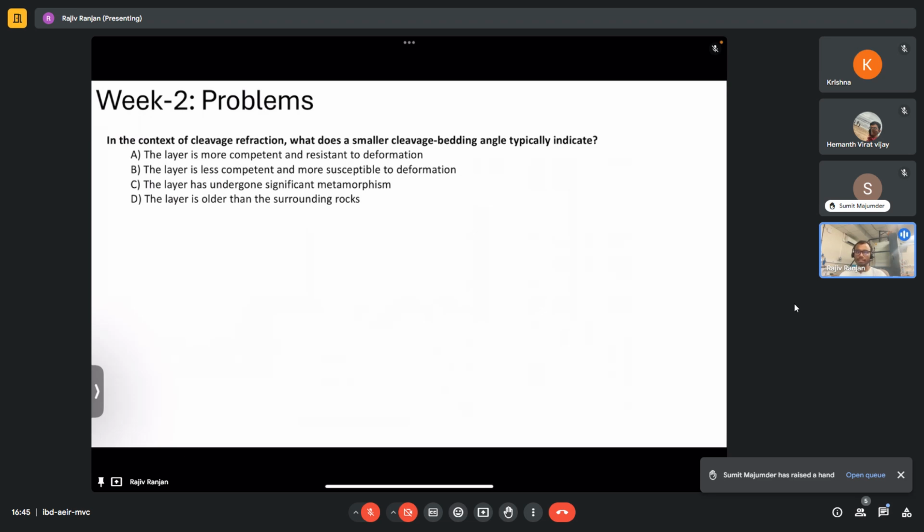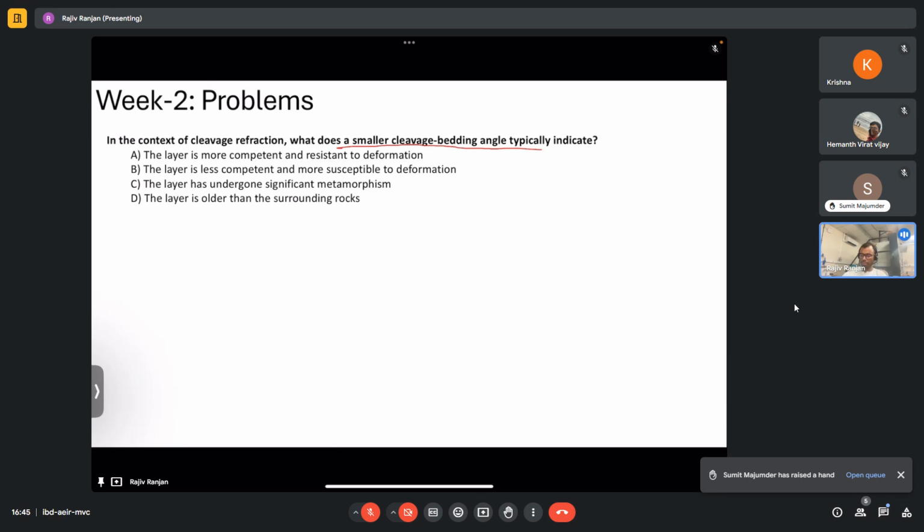Read. The layer is more competent and resistant to deformation. The layer is less competent and more susceptible to deformations. The layer has undergone significant metamorphism. The layer is older than surrounding rocks.